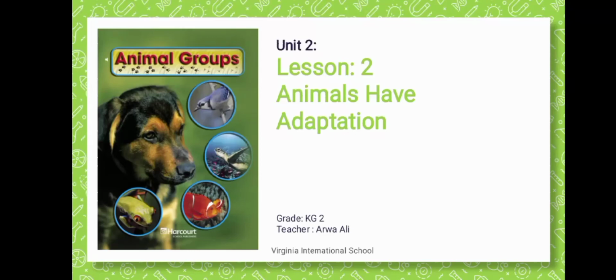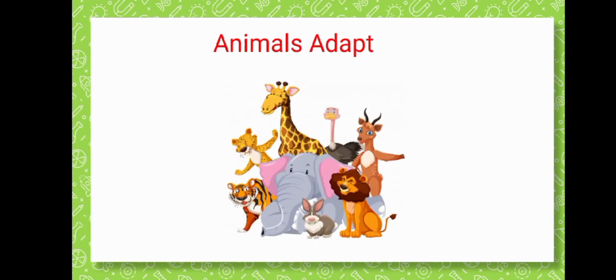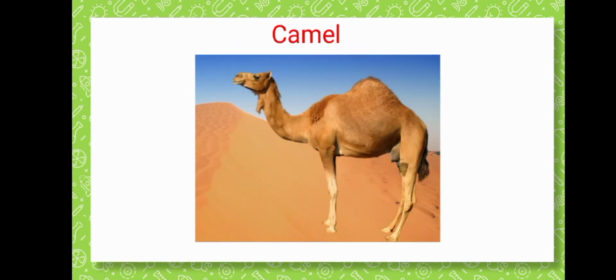Today we'll be taking Unit 2, Lesson 2. Animals have adaptation. Animals can adapt. Let's see how. Let's take an example of a camel.